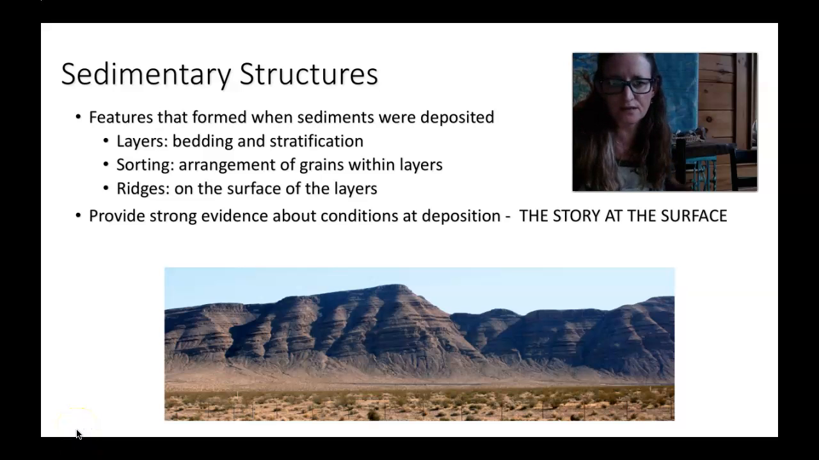I begin this chapter by saying that sediments tell the story of the earth and what was happening at the time of deposition of the sediment. Sedimentary structures, the way the sediments are deposited, really tell us about surface conditions. The way the sediment is layered can tell us about the energy. The sorting can tell us about how far the sediment has traveled. There can be ridges within the sediment that tell us the story of the movement of that sediment. Let's look at some examples.